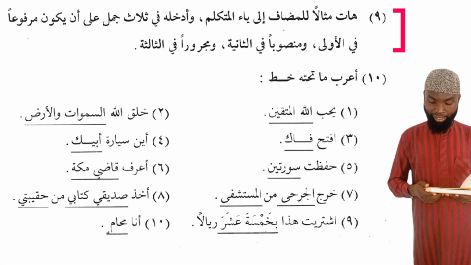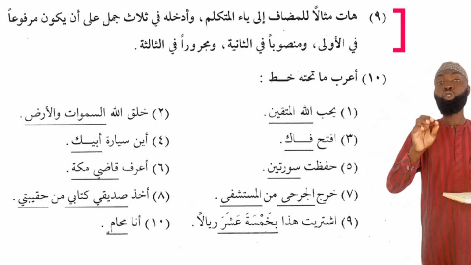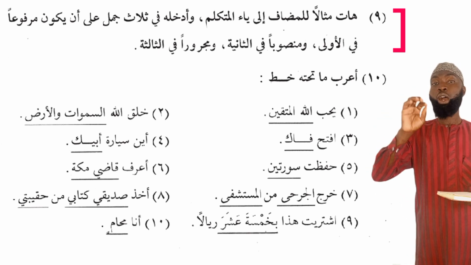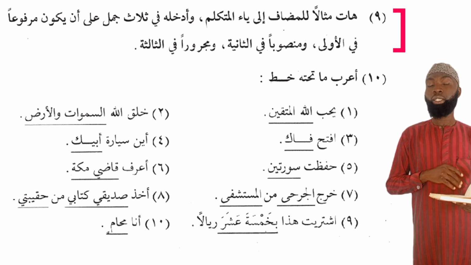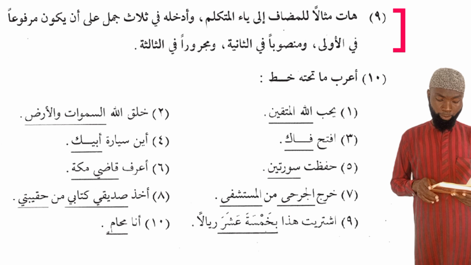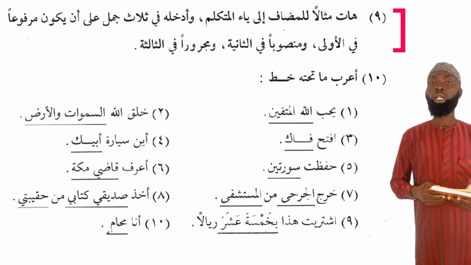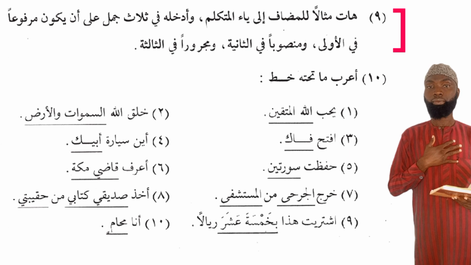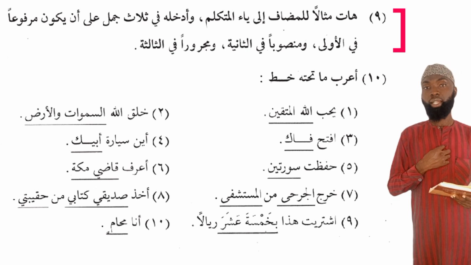So number 9, we have hati mithalan lilmudaf ila ya al-mutakallim. Bring an example for a word which is attached to the ya of the speaker, waadkhilhu fi thalath jumal, and make this example into 3 sentences. The first one in the marfu, the second one in mansub, and the third one in majrur. What can I say? I can use the word abi, my father. Okay, let's not use this word. Let me use the word ummi, my mother.